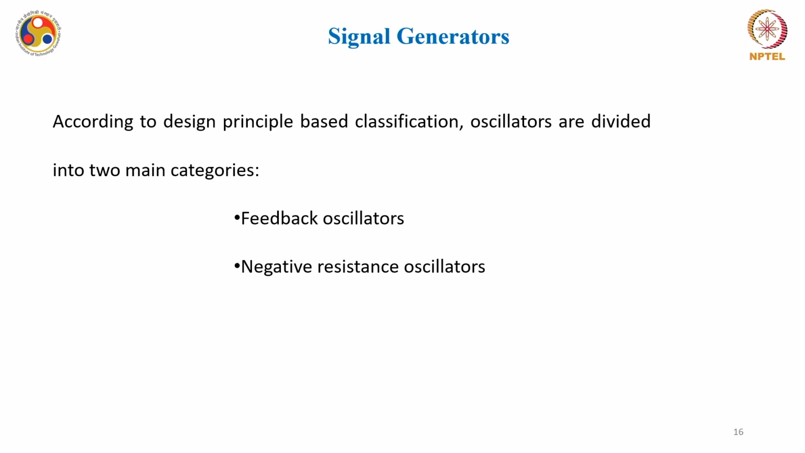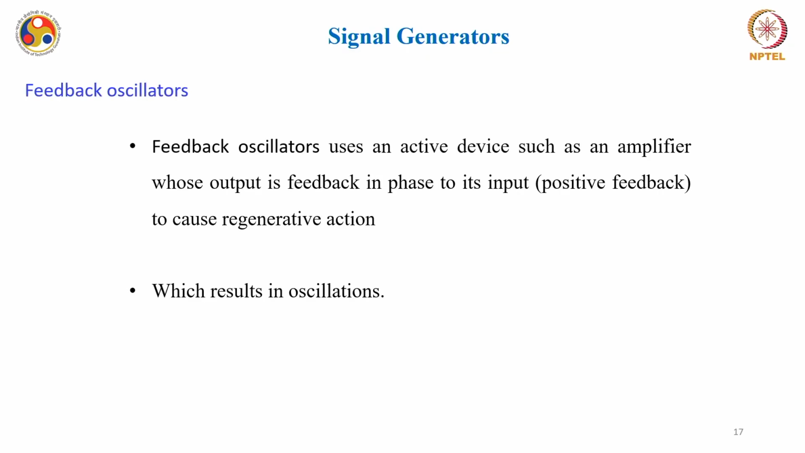Now, according to design principle based classification, oscillators are divided into two main categories. We have feedback oscillators and we have negative resistance oscillators. Feedback oscillators use an active device, such as an amplifier, whose output is fed back in phase to its input. That means I am talking about in-phase feedback, a positive feedback.